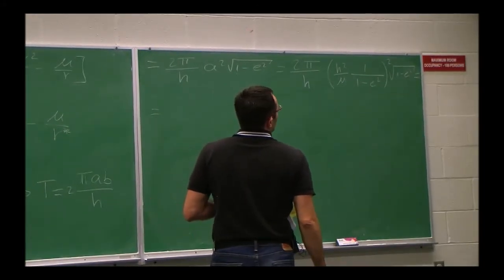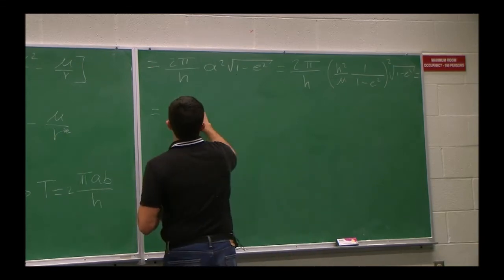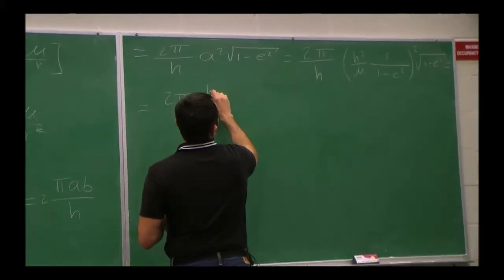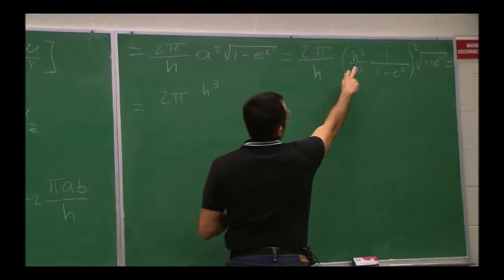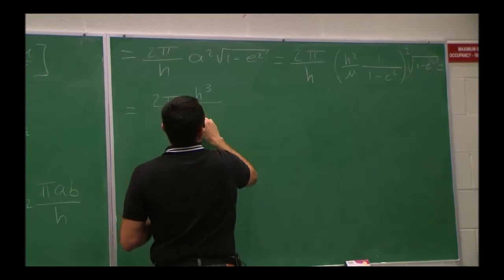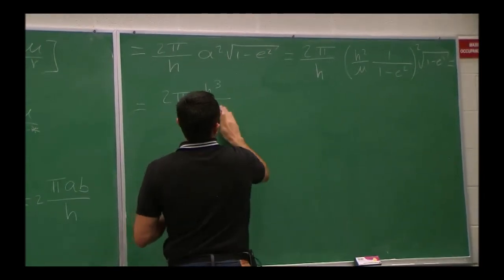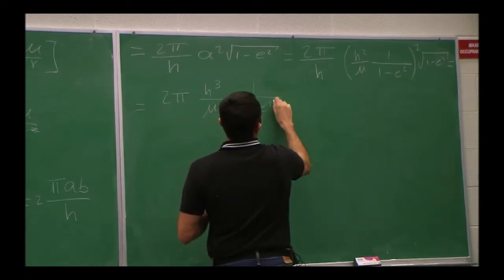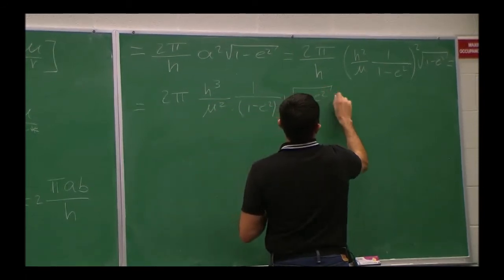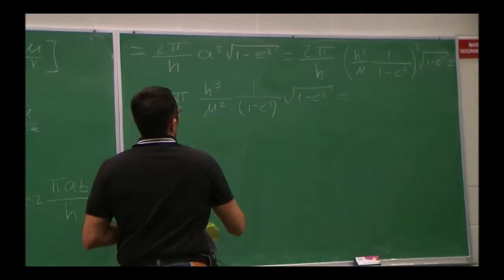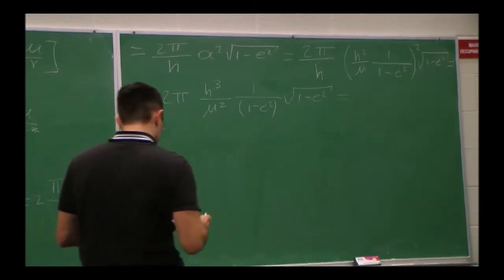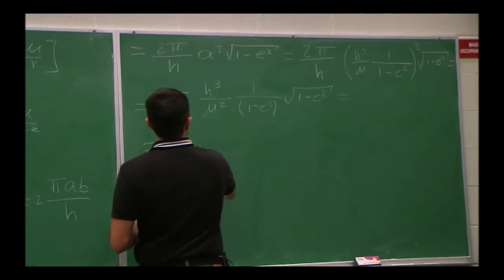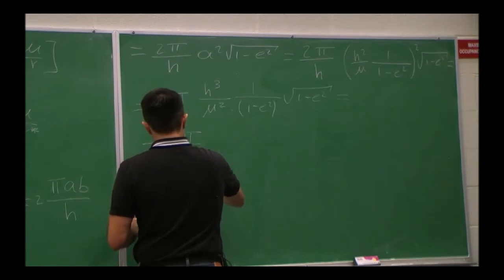Let's see what we get here. We get 2 pi, okay, h cubed. There is an h to the 4th with an h here, over mu to the 4th, second, 1 minus e squared, and here I have a square root of 1 minus e squared. Okay? Two pi over mu squared. Let's see what I have.